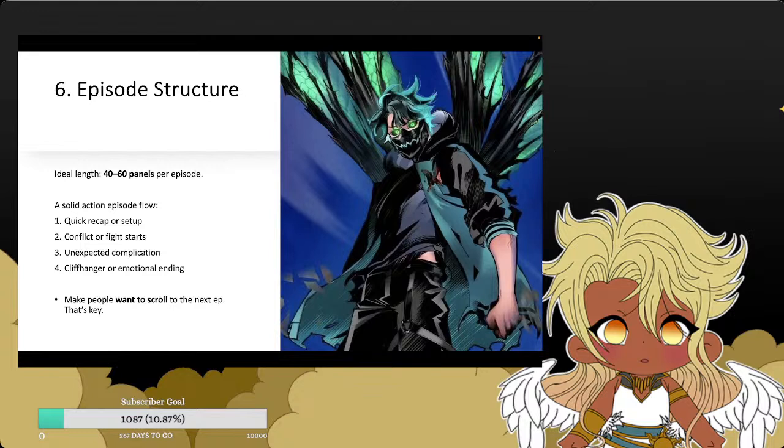So a solid action episode flow would be a quick recap of whatever was set up or whatever happened before. Then you're going to have the conflict, and then the fight's going to start. Then you're going to have an unexpected complication, so something why the main character is not going to win. And then if you're not concluding the fight, then it's going to end on a cliffhanger, or it's going to have something really emotional happen. So make people want to scroll to that next episode. Make them want to work for that payoff. And that will be a really good way of setting up a fight in the most simple way possible.